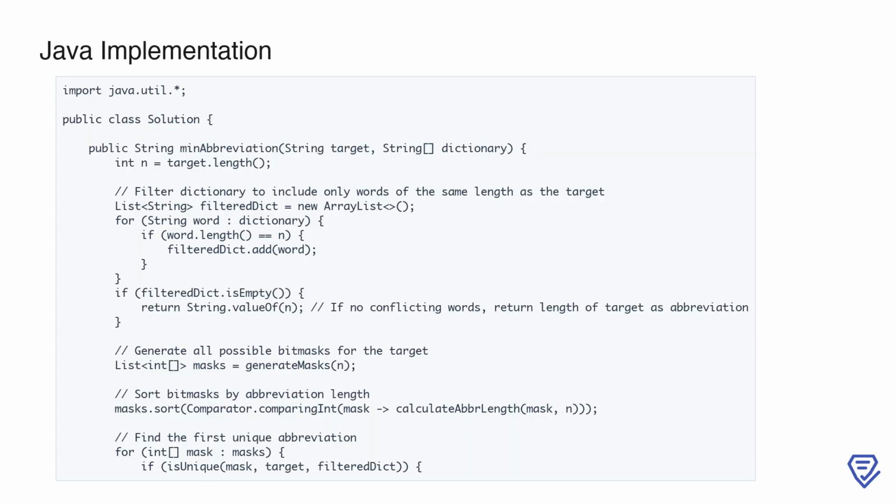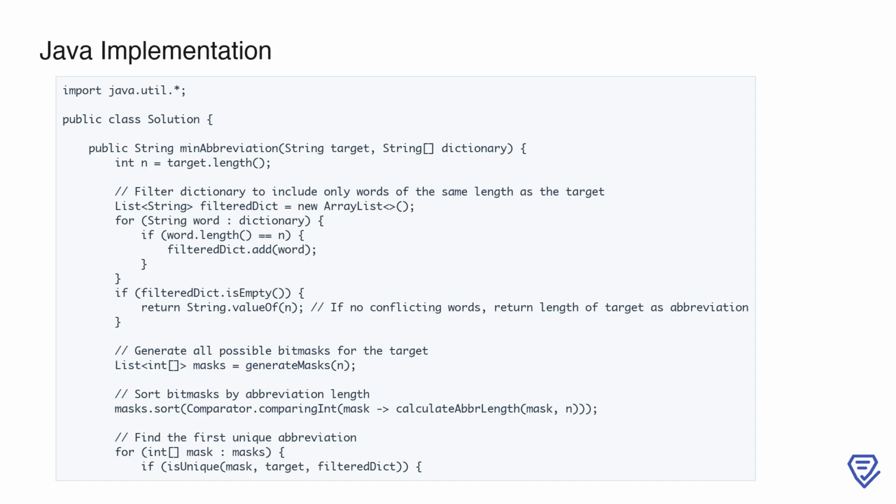Here, we begin by importing the necessary libraries and setting up the main function to find the minimum unique word abbreviation. The first step is to identify words in the dictionary that have the same length as the target word, since only those can conflict with our abbreviation. We filter the dictionary accordingly and store these matching length words in a list called filtered dict. If there are no such words, we can simply abbreviate the target word by its length, as there are no potential conflicts. Next, we generate all possible bit masks representing different abbreviation patterns for the target word. These bit masks will later help us form and evaluate potential abbreviations.